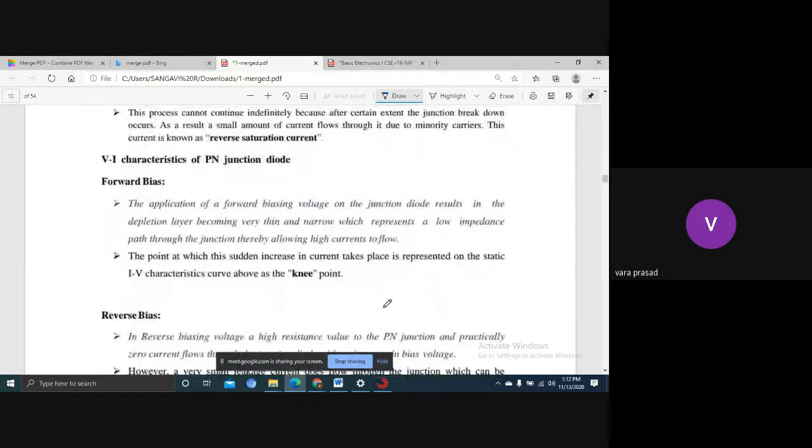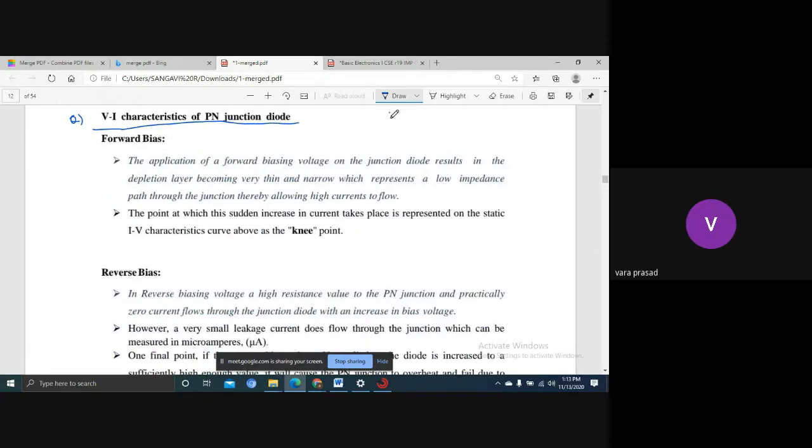Next, VI characteristics. This is easy, and I will tell one more important point. This is the next question: VI characteristics of the PN junction diode. Listen carefully, we have to draw a graph between voltage and current. The x-axis I take as voltage and the y-axis as current. This is very, very important.